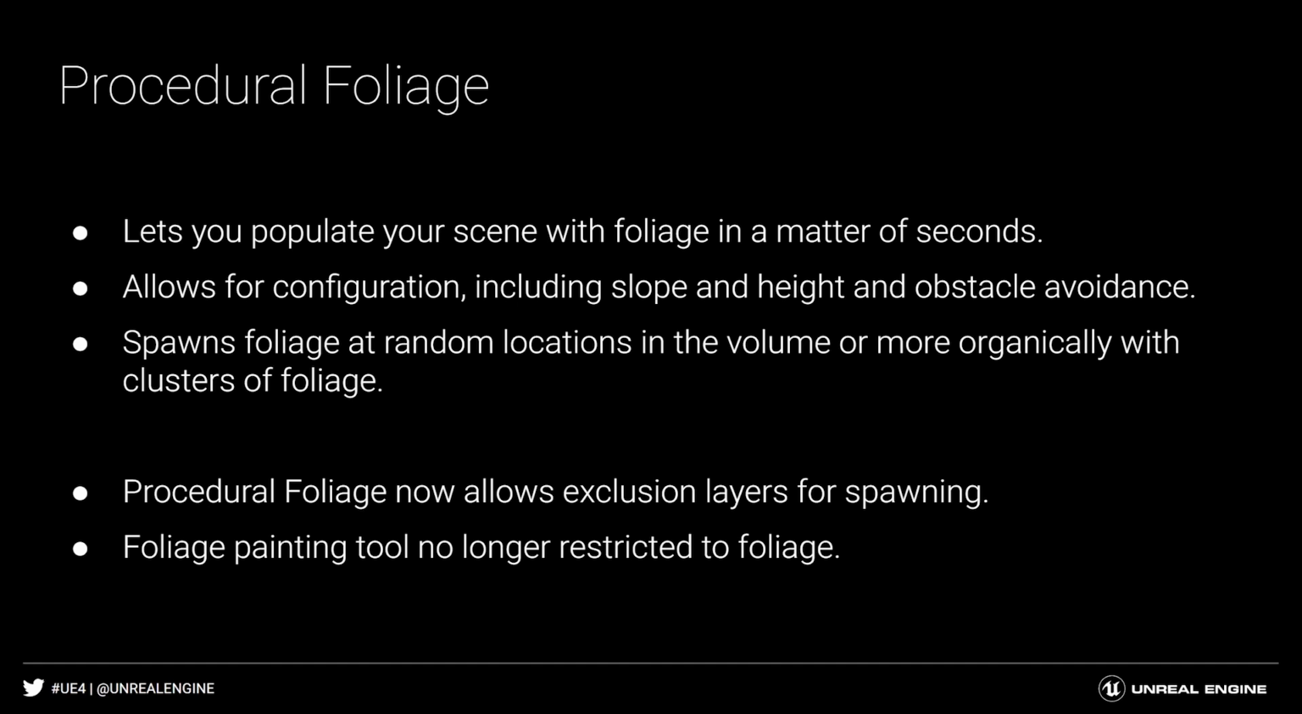The procedural foliage placement tool lets you populate your scene with foliage in a matter of seconds. The tool allows for extensive configuration, including slope, height, obstacle avoidance, and other different spawning methods. You can spawn foliage at random locations or more organically with clusters of foliage. Foliage types come with a number of different properties that you can adjust to control anything from how the foliage types are placed on other objects in the level to how the foliage will grow and spread throughout the foliage spawner. In the following section, we'll take a look at what properties are available in foliage types and how you can manipulate these properties to get the results you desire.